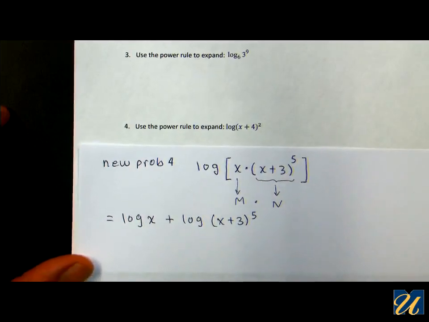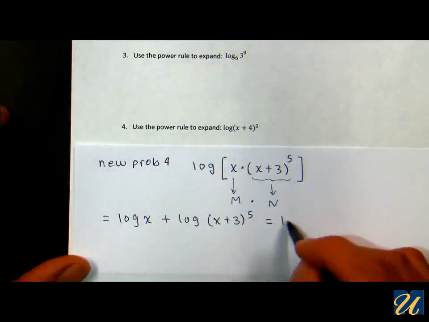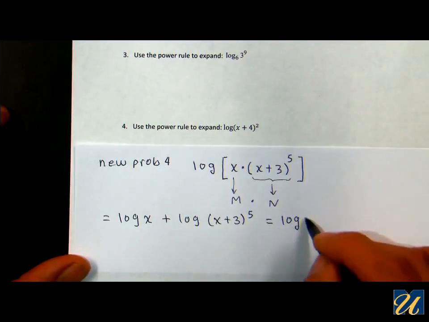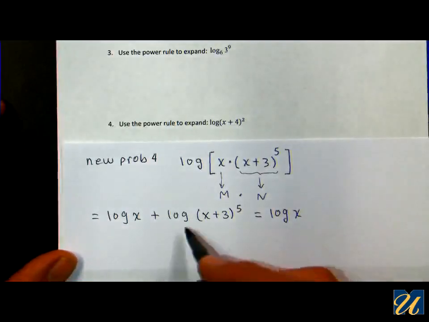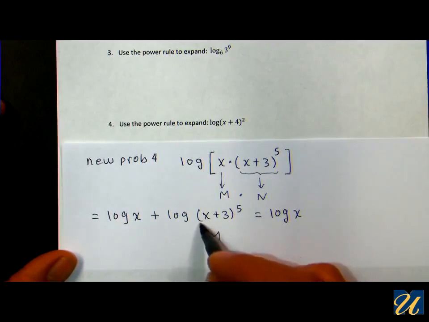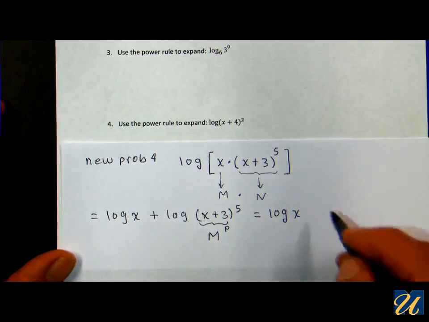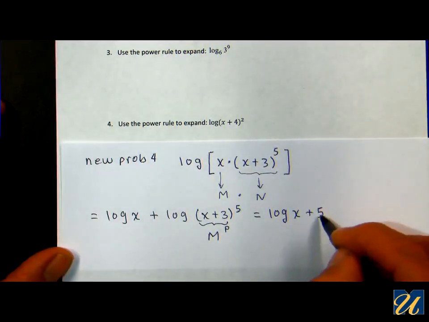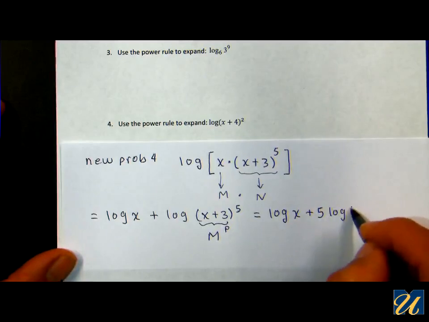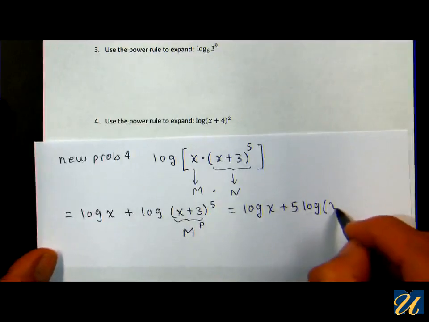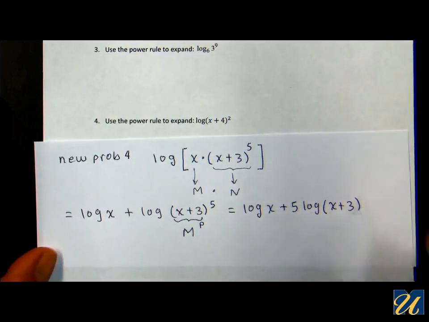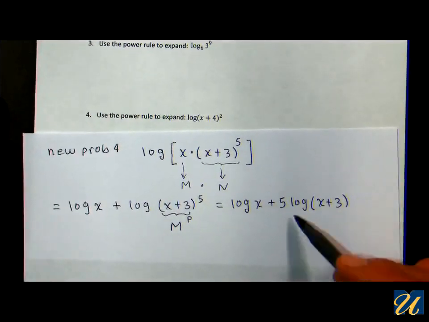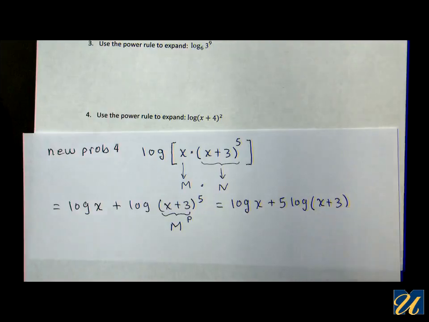Okay. Now, can we do anything with that? Well, not with log base 10 of x. That stays the same. But here we have the log of m. All of this is your m to the p. P is 5. So this could be rewritten to be 5 times the log of x plus 3. No further simplification is possible. Remember that any attempt at distribution is never correct. So there's a new problem 4. Let's see what we have for problem number 5.